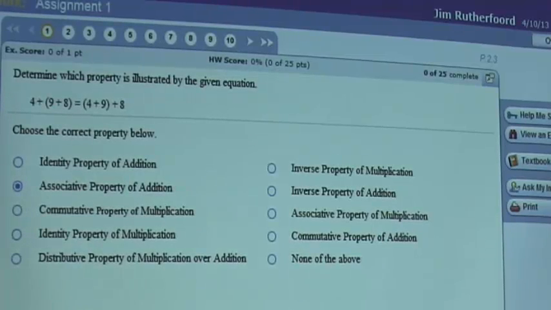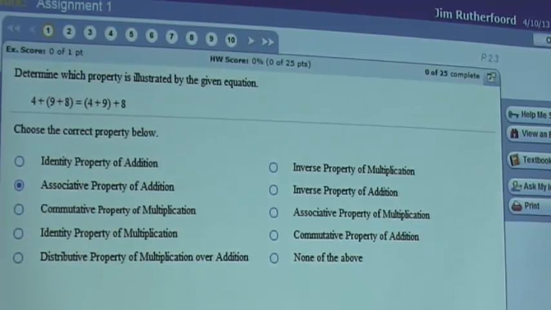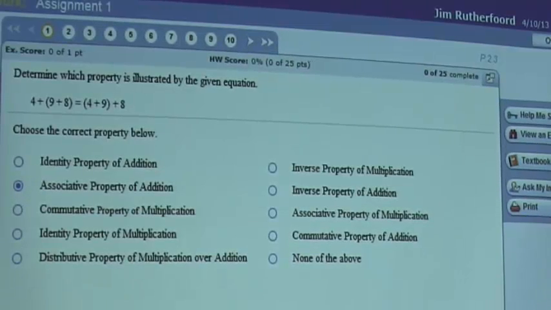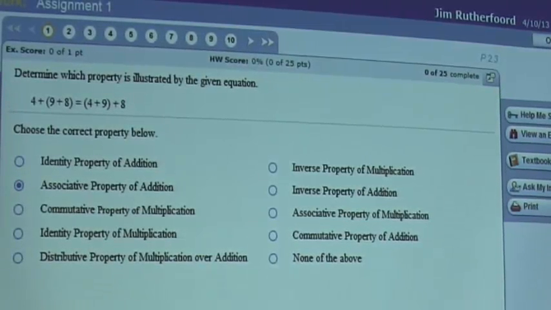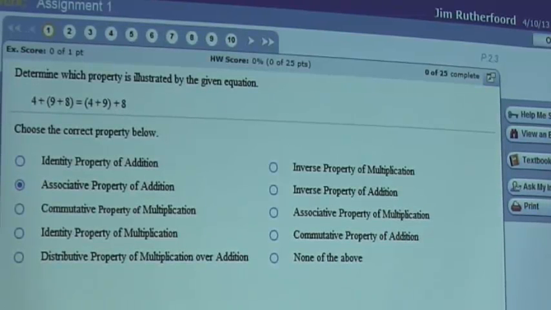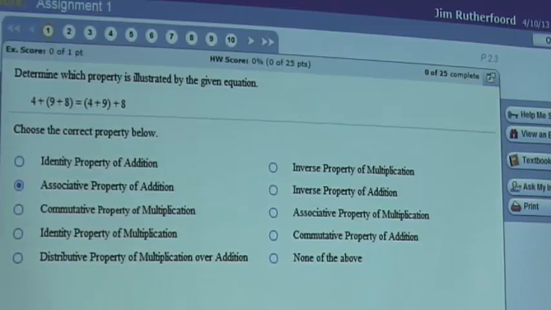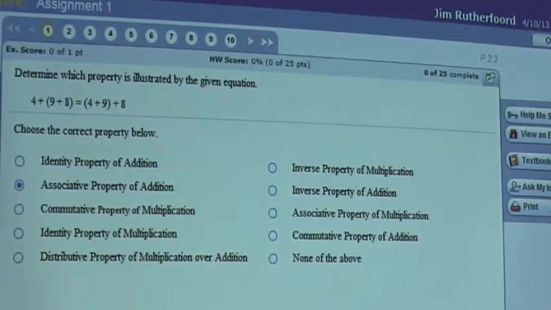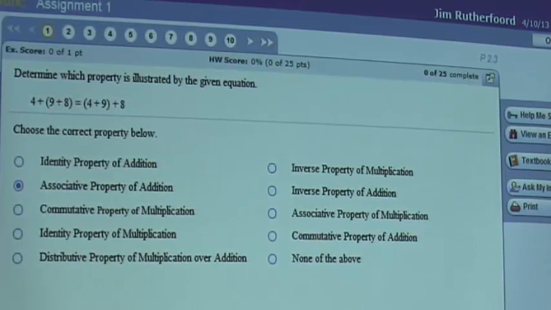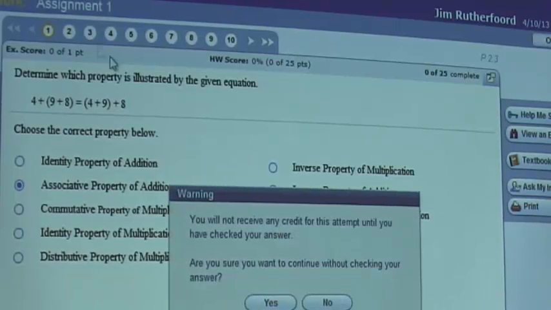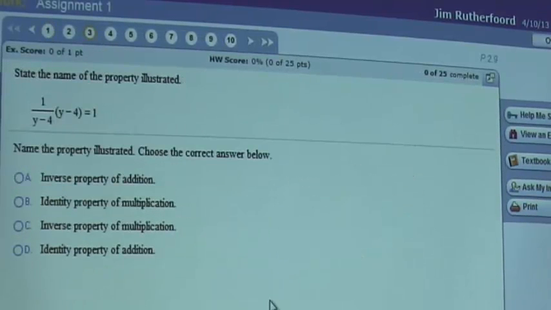If you're not comfortable with which property it is, I've given you a review from the last video, and it's the slide before this one in the homework slides. So bring up your homework slides and you can use it for this as well. All right, so let's take a look. Let's skip ahead to problem number 3. Now looking at this one, state the name of the property illustrated.